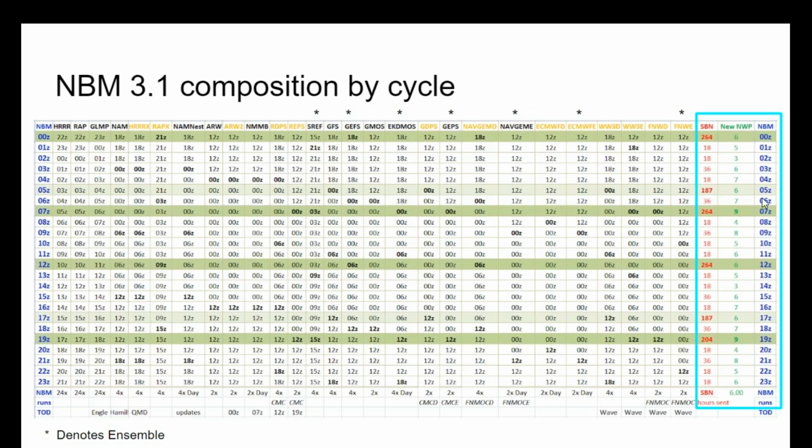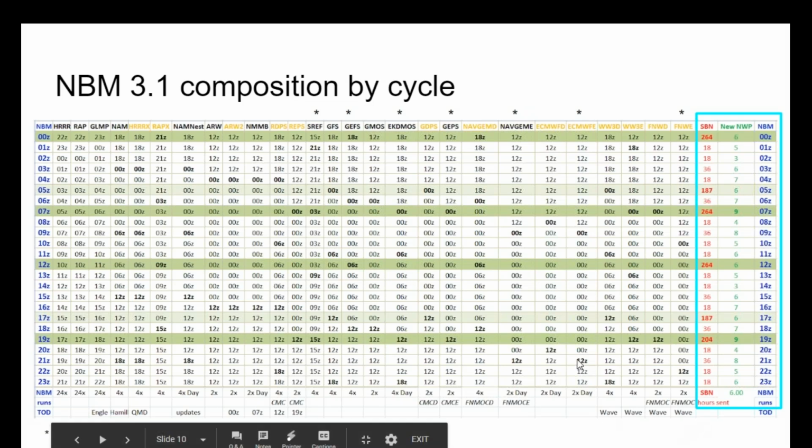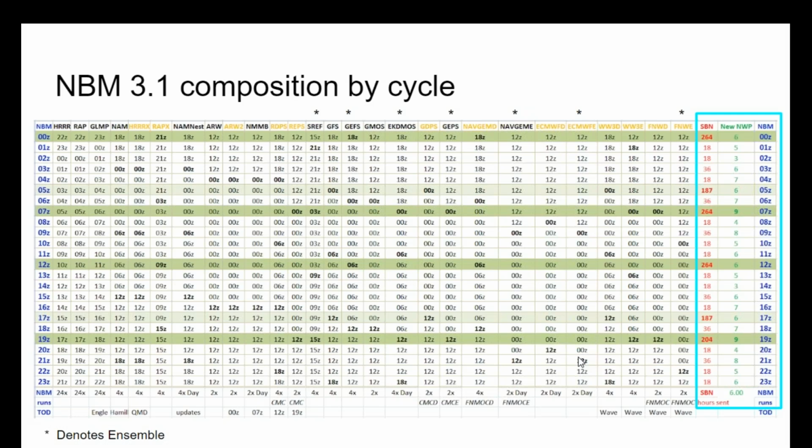But I want you to pay close attention to the items on the right here. The first column is the SBN hours. So you can see that there are only a few cycles here that go out for our period 4 through day 7 population, the 0Z, 5Z, 7Z, 12, 17, and 19.